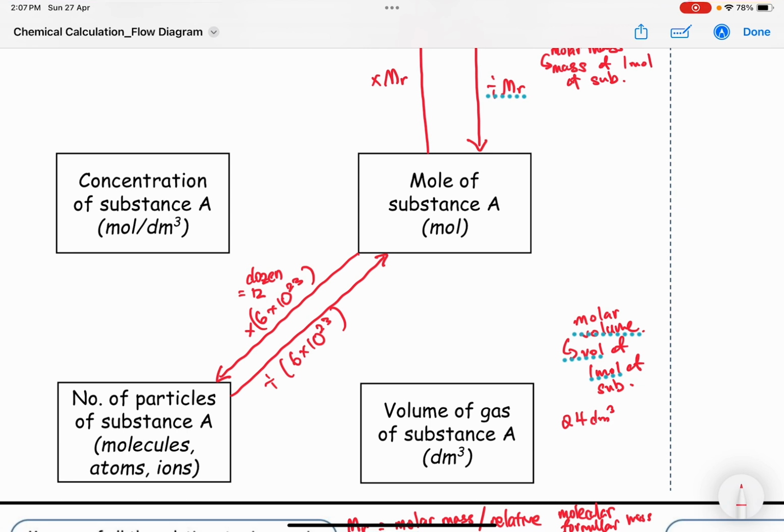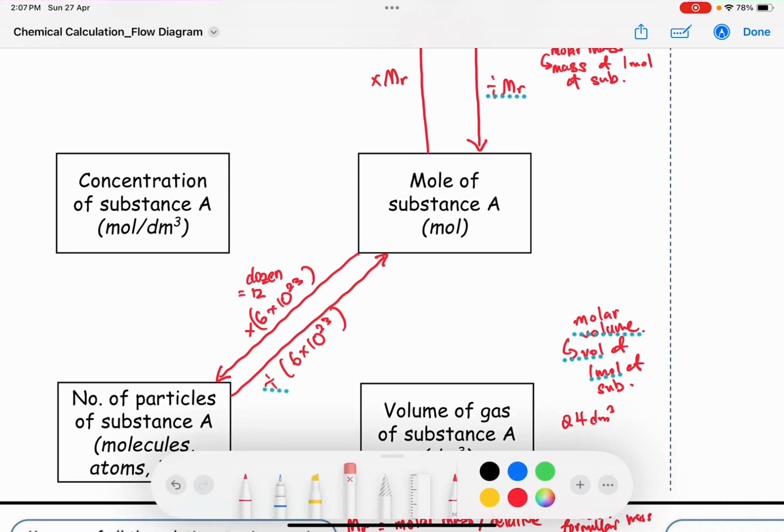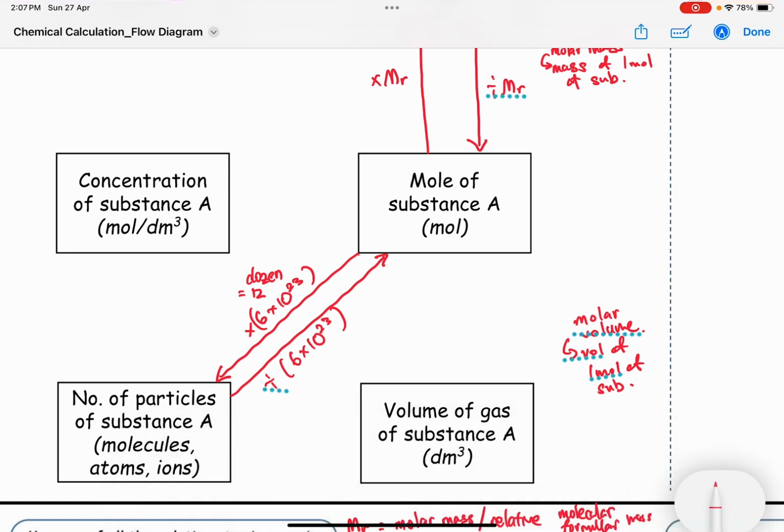So we say that, at room temperature and pressure, RTP stands for room temperature and pressure, 1 mole of gas occupies 24 dm cube of space. So this is the molar volume of the substance.